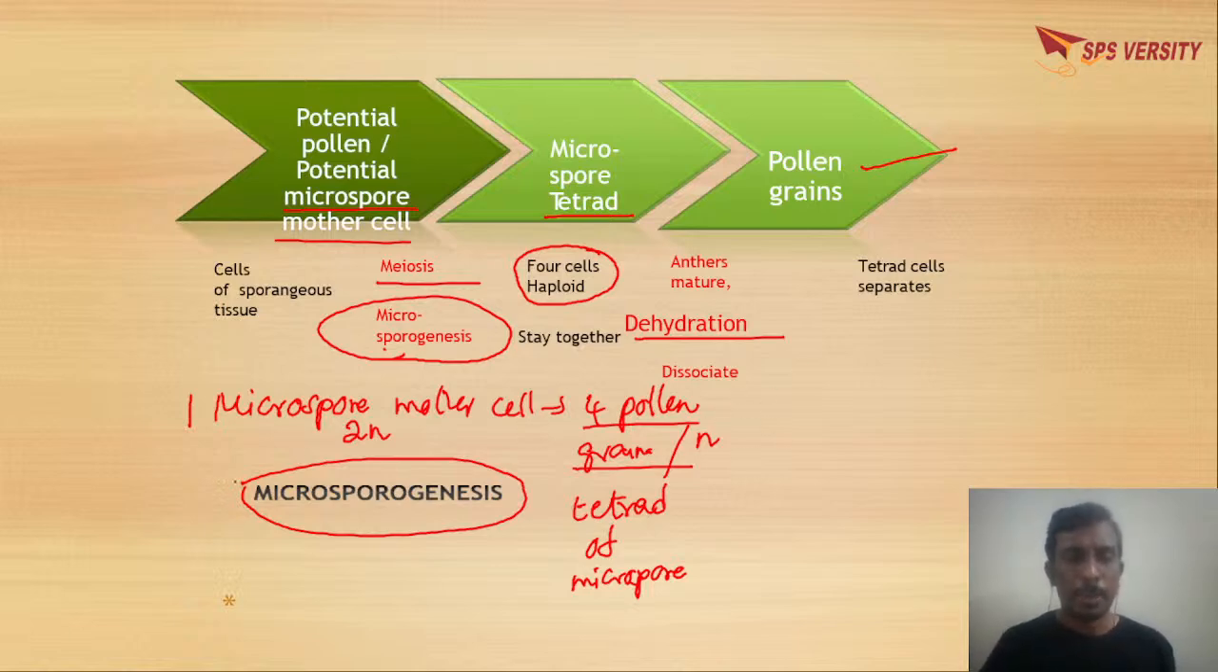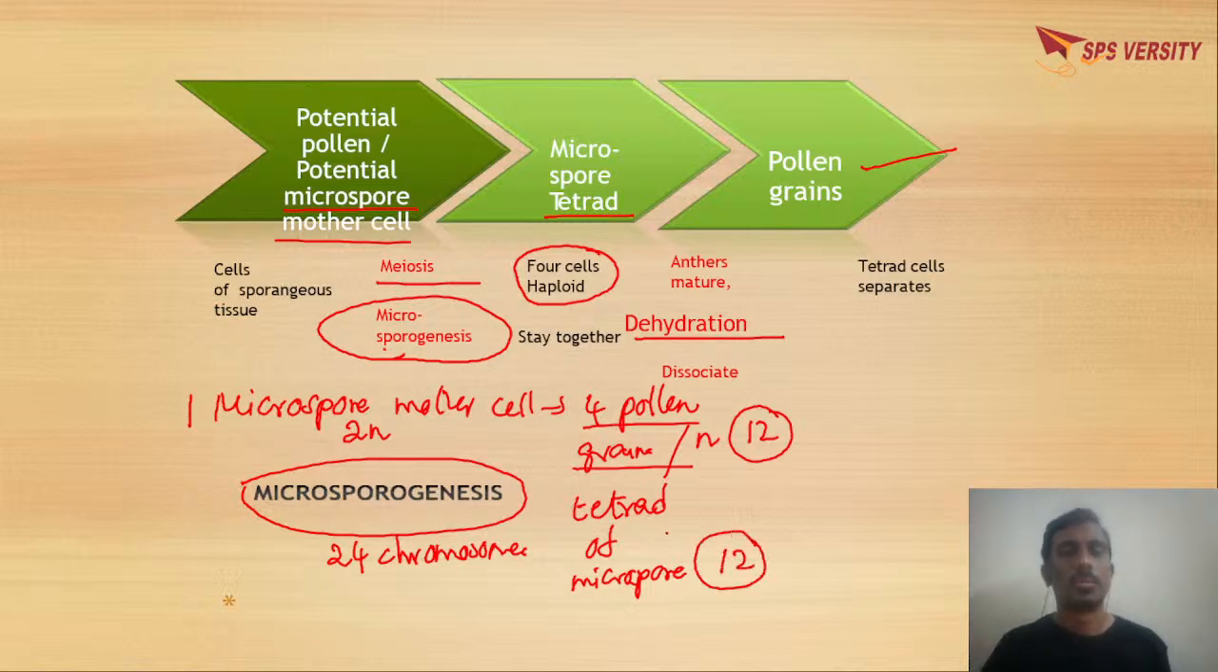Suppose the microspore mother cell has 24 chromosomes, how many chromosomes will there be in each pollen grain? Obviously, it is half of it, that is 12 chromosomes in each pollen grain. The same applies to the microspore; they will have only 12 chromosomes. So if you remember the ploidy, you can write the chromosome numbers, whatever is given.